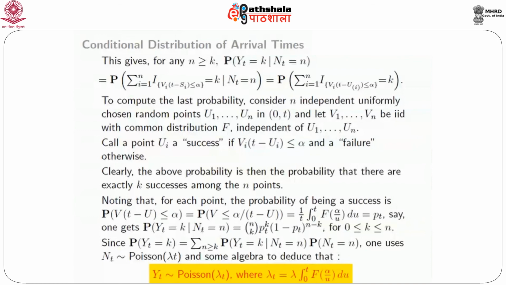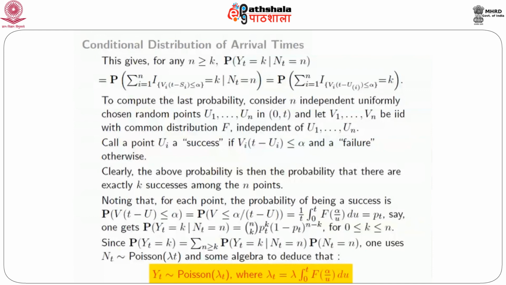So that's the probability, for any point, of being a success. And we are asking what's the probability that out of n there would be k successes, and that's exactly the conditional probability that Y_t equal to k given N_t equal to n. So it turns out to be the binomial probability n choose k, p_t to the k into (1 minus p_t) to the n minus k. Since the probability Y_t equal to k, we wanted the unconditional probability, is simply the conditional probability multiplied by the probability N_t equal to n, summed over all possible values of N_t, which in this case has to be n greater than or equal to k.